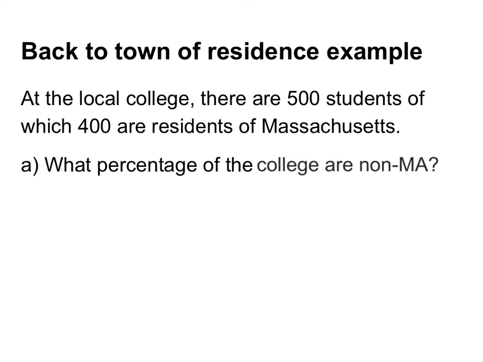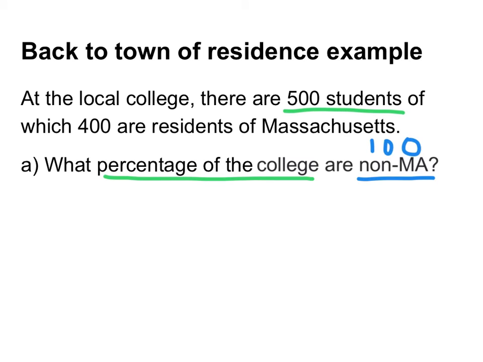So let's go back to the college example. So again, the local college, there are 500 students, 400 are residents of Massachusetts. So let's do a percentage question. Let's say, what percentage of the college are non-Massachusetts residents? So we're focusing on percentage of the college. So we're looking at all 500 students. And out of that group, we're looking at the non-Massachusetts residents. So if there are 500 students, 400 live in Mass, that means that 100 are non-Massachusetts residents.